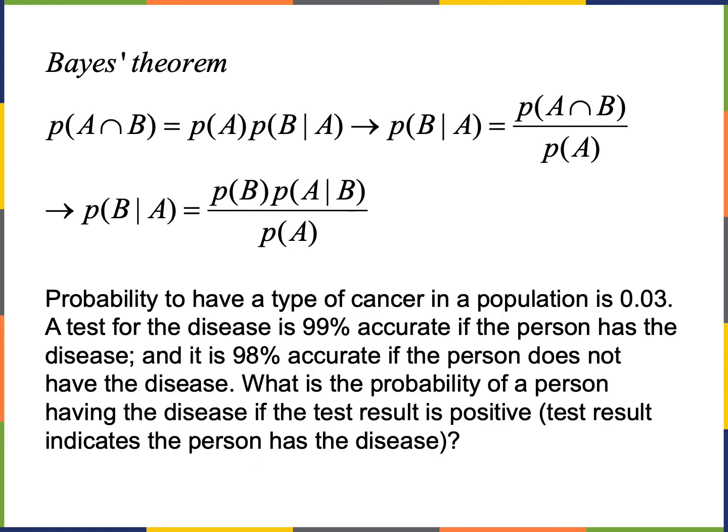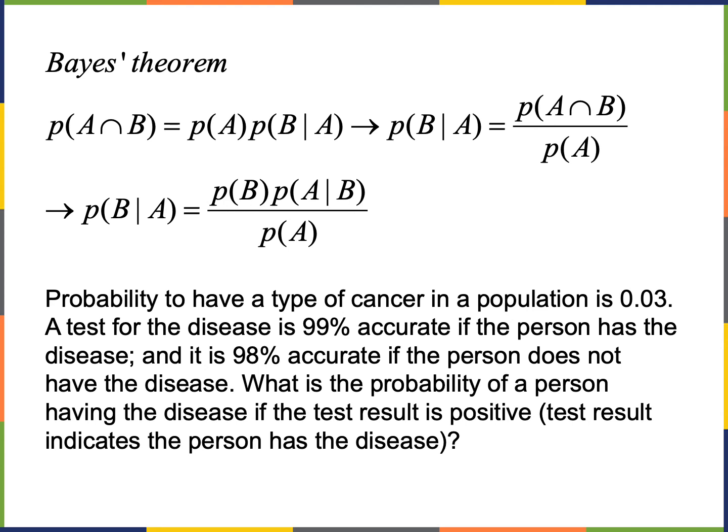Finally, let's talk a little bit about Bayes' theorem. We've already talked about this. Remember that the probability of an and, or an intersection of A and B, is equal to the product of the probability of A times the conditional probability of B given A. Now, if you solve for the conditional probability, you get the probability of A and B over the probability of just A.